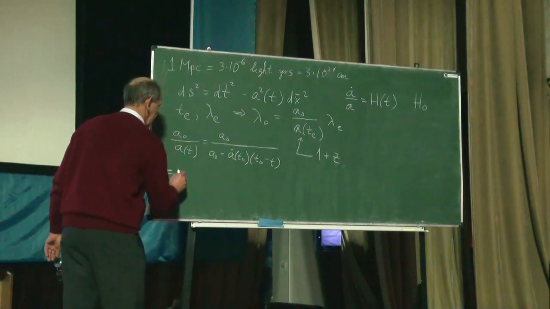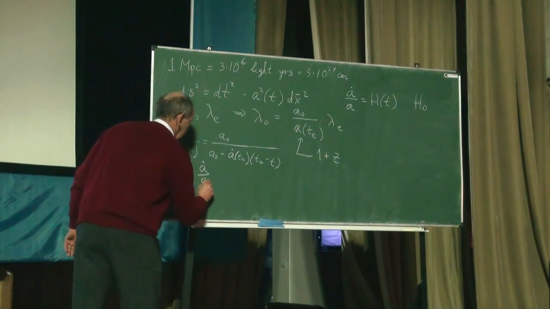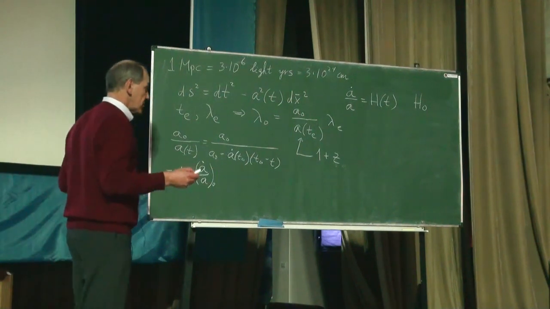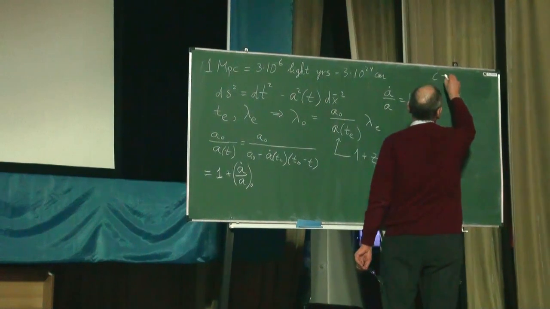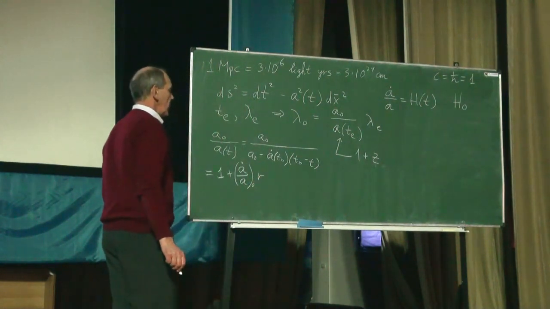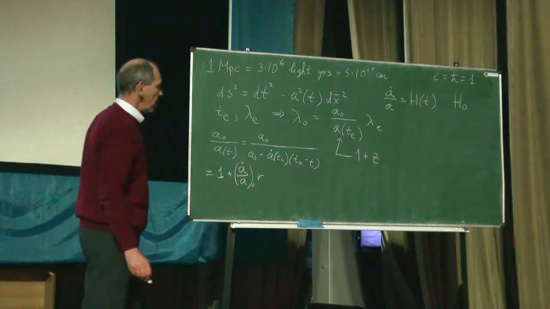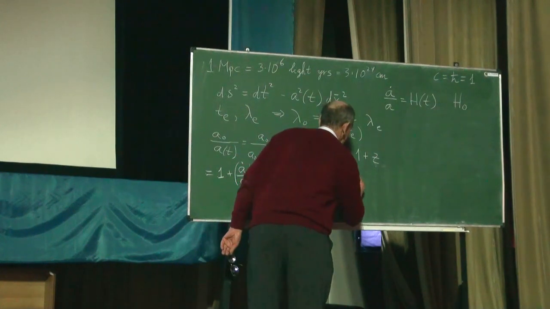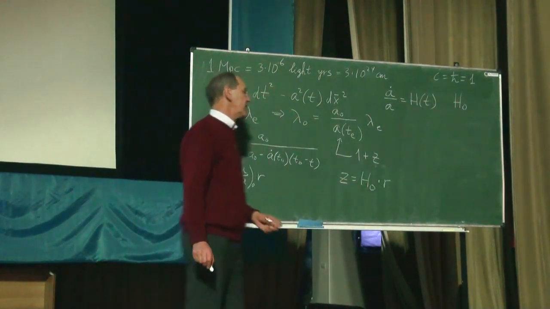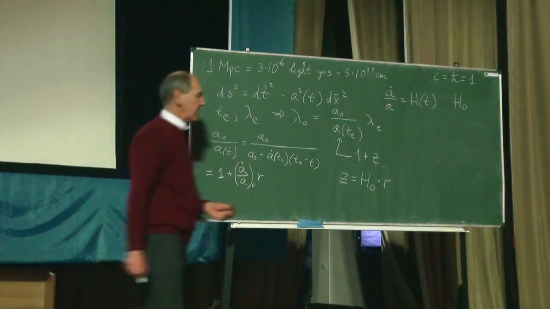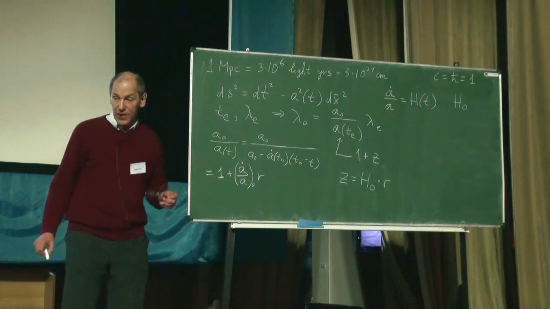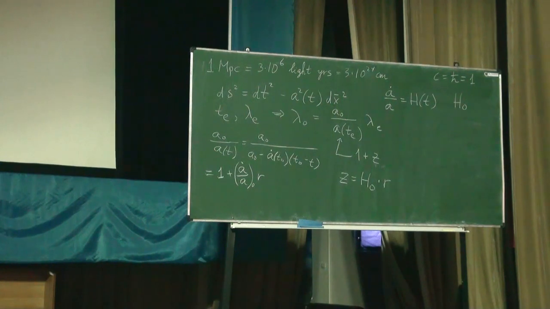Then one can expand this and get that this is equal to 1 plus A dot over A today times the difference in times. And this difference is equal to the distance to the source. I set C and H equal to 1, so this time is equal to the distance to the source. And in this way, we get to the Hubble law that tells us that the redshift Z is equal to H0 times R. So the redshift is linearly proportional to the distance, and that's called Hubble's law, with the coefficient here being the present value of the Hubble parameter. And in this way, one tries to measure the present value of the Hubble parameter, the present expansion rate of the universe.